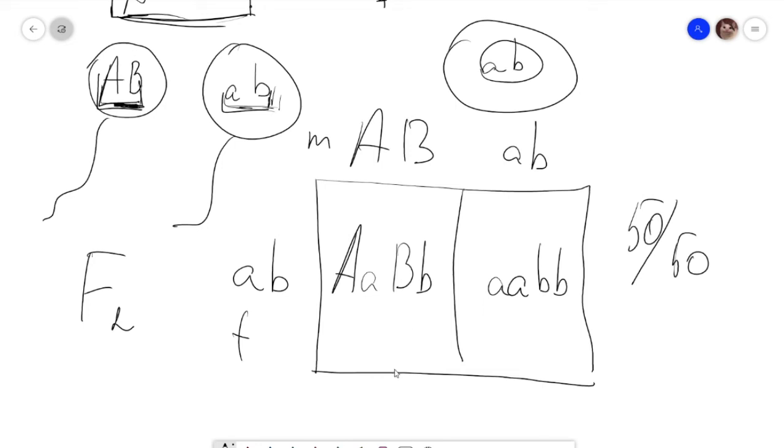Okay, the next one is incomplete linkage. What is incomplete linkage? Incomplete linkage produces new combinations of the genes in the progeny due to the formation of chiasma or crossing over in between the linked genes present on homologous chromosomes.